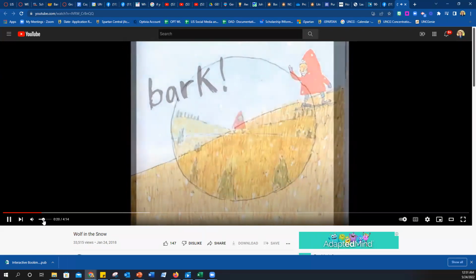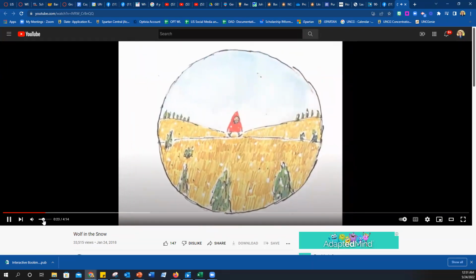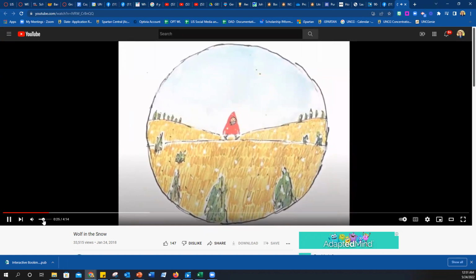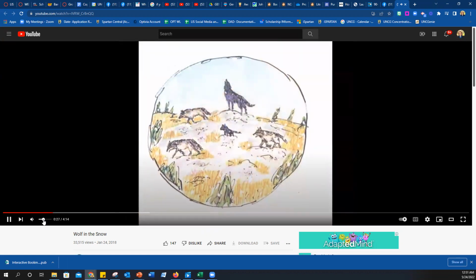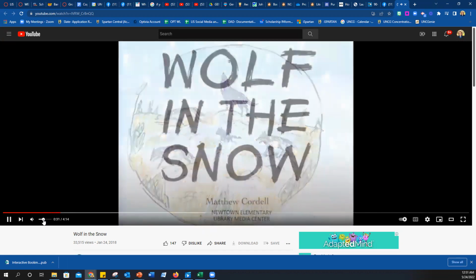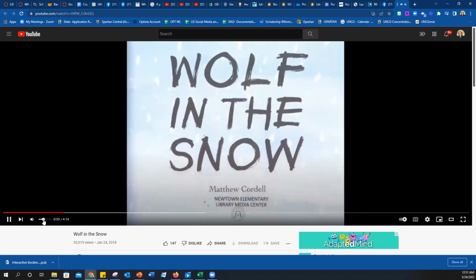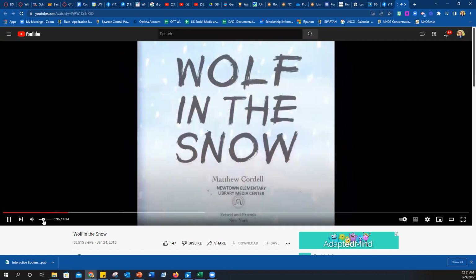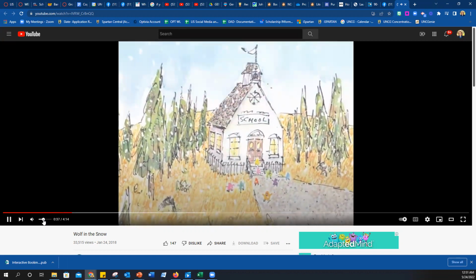The little girl is leaving. I think she's going to school, right? Just kind of interpreting the images we see. Well, off in the distance, there seemed to be a pack of wolves. And so all of this was before the title page, which is Wolf in the Snow.